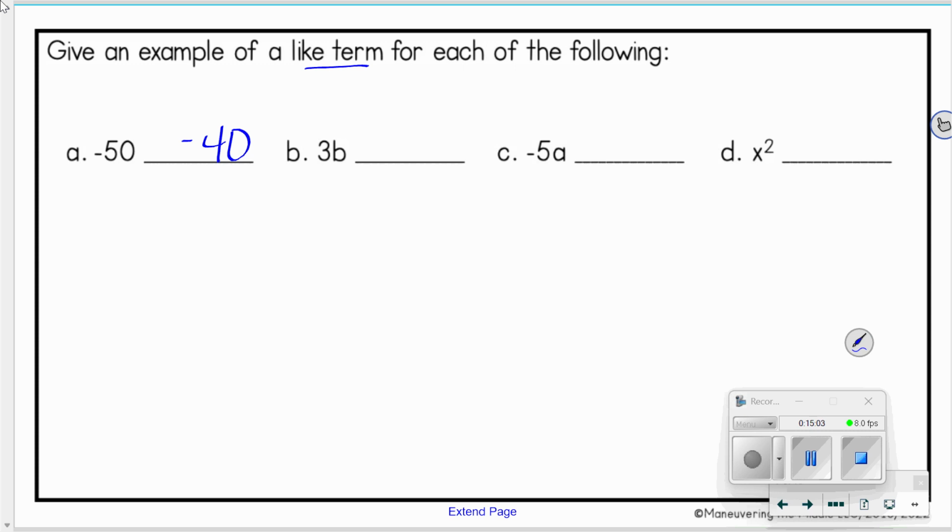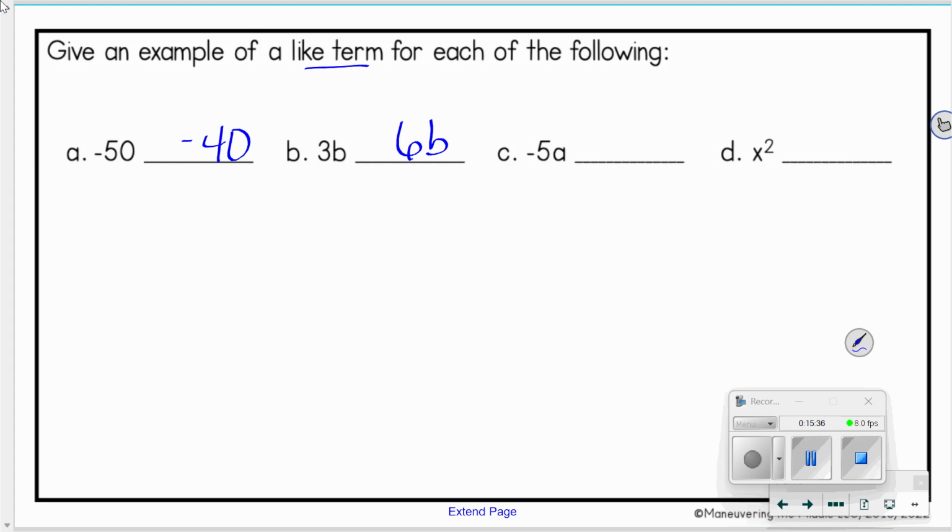Yeah. So how come we can do literally any number? Because it's the same thing. A like term means it's any constant. Any constant is considered a like term. Okay, what about for part B? 6b. So any coefficient you want with the b in front of it. Any coefficient except for 3. Yeah, one for C. Go ahead.